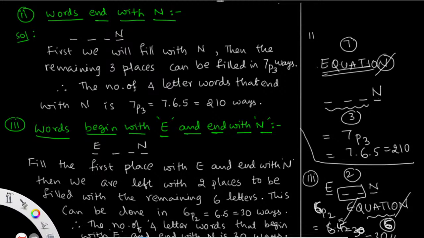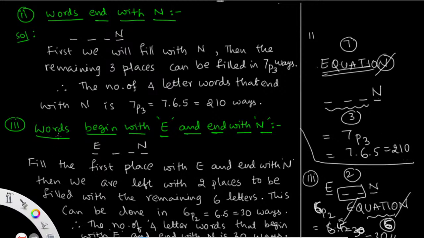Words that end with N, formed by using the letters of the word equation only. To form a 4-letter word, first draw the 4 boxes and end with N. So N is fixed, and the remaining blank places are 3. This can be done in 7P3 ways, nothing but 7 into 6 into 5, which is 210 ways.